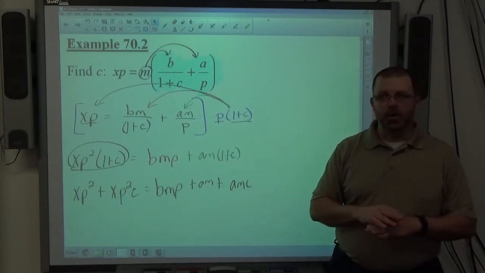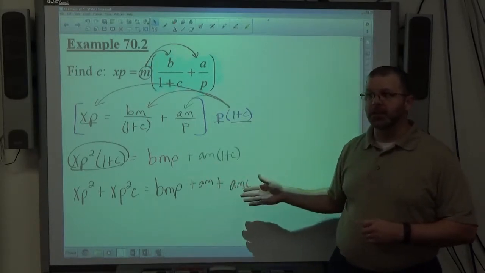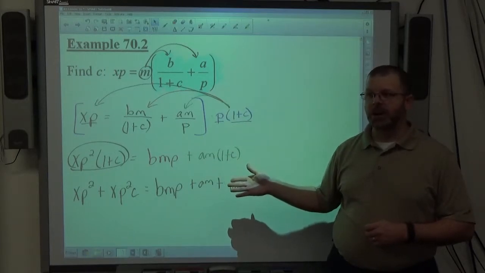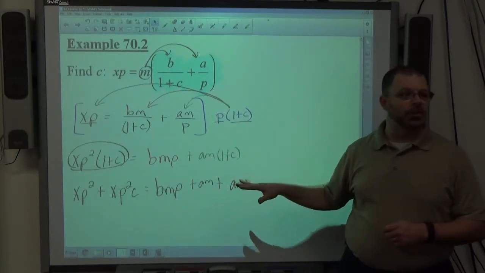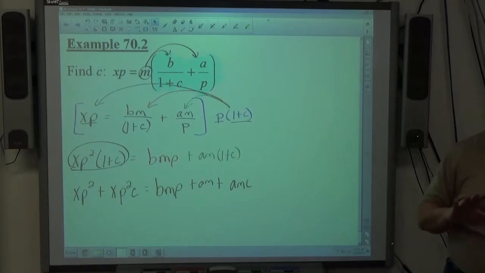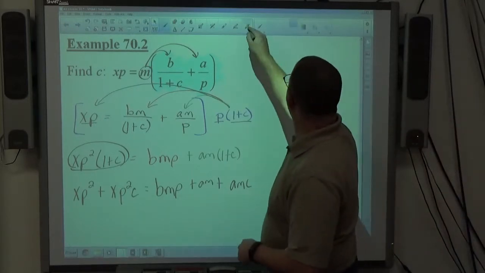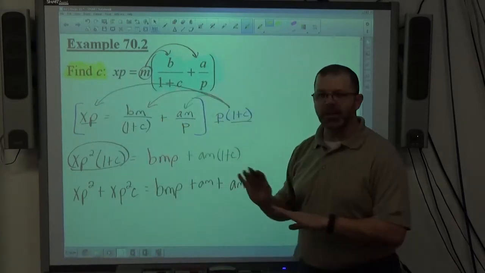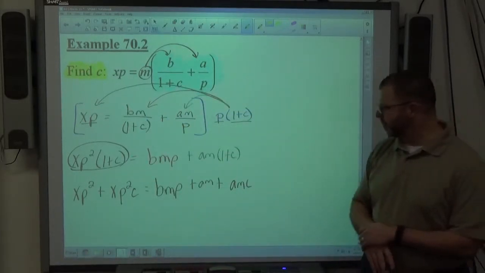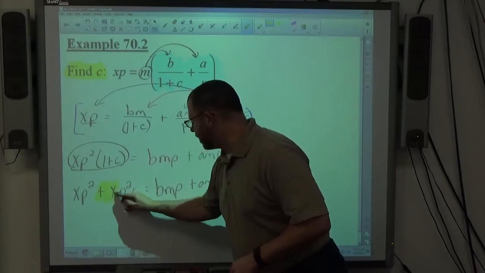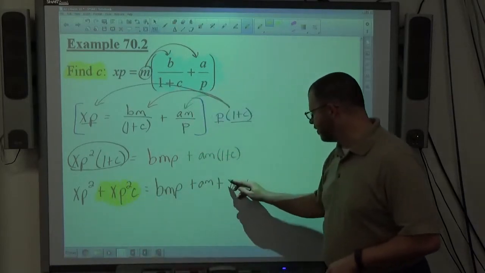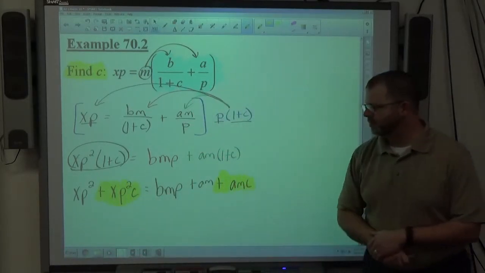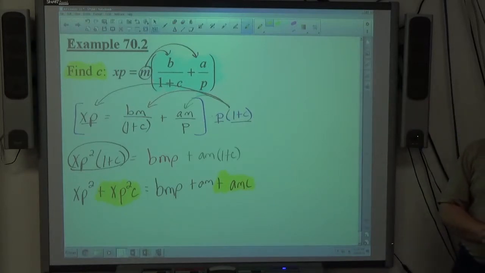As the denominators become more and more complicated, you're going to get more and more terms. With that in mind, though, notice that this looks pretty much like the last one did. A bunch of terms, no fractions, no parentheses. That's where I want to get every single time in these problems. At that point, that's when I care about this: find C. So at this point, anything containing C is more important than everything else. So xp squared c has a c in it, amc has a c in it, and that's it, right?